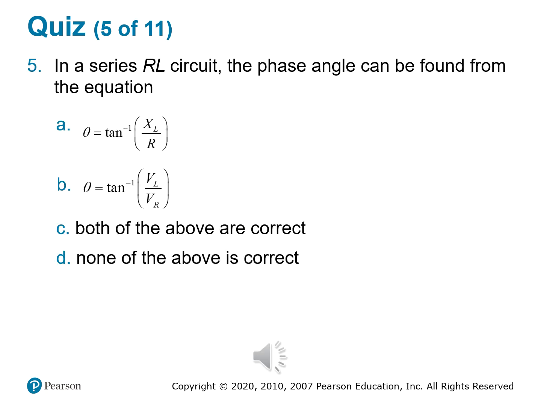Question number 5. In a series RL circuit, the phase angle can be found from the equation what? Right? A, theta is equal to the inverse tangent of X sub L over R. B, theta is equal to the inverse tangent of V sub L over V sub R. C, both of the above are correct. Or D, none of the above are correct. Go ahead and pause the video now. All right, if you're back, the correct answer here was C, both of the above are correct.